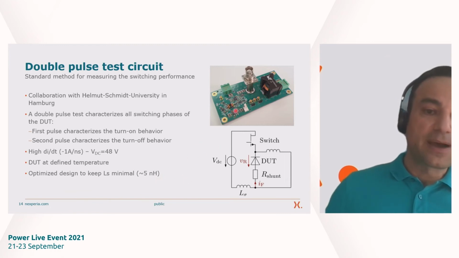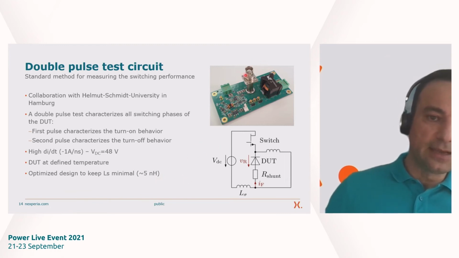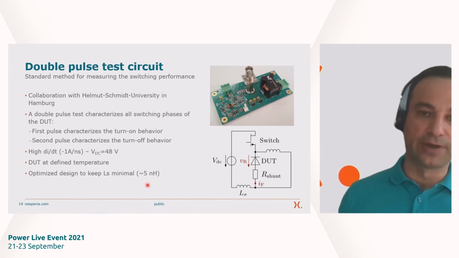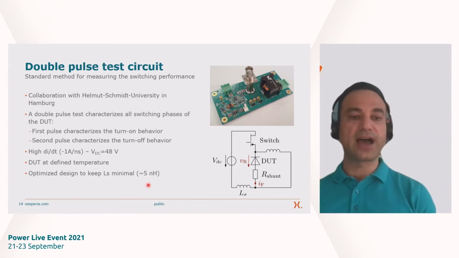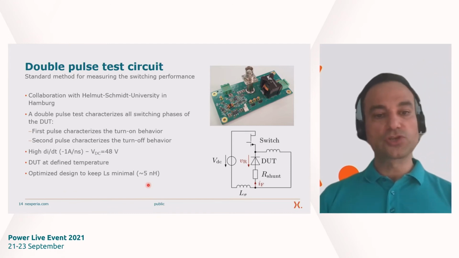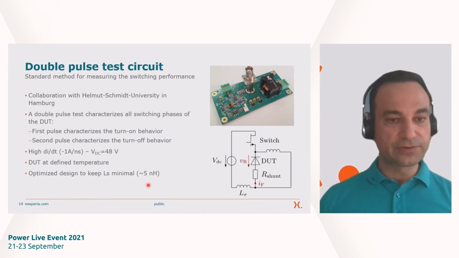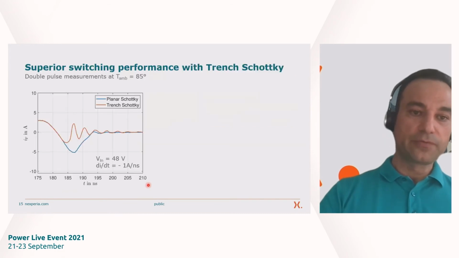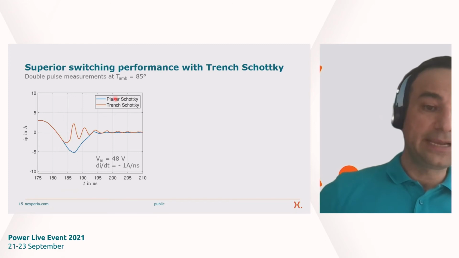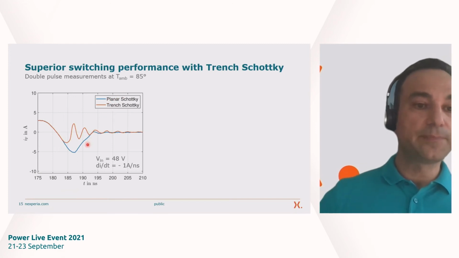And in spite of this shunt resistor on the board, you see that the overall stray inductance is at around 5 nanohenry. And this allows for a high di/dt. And we use this board to measure and characterize different diodes. And on the next slide, I would like to show you a comparison of a planar Schottky to a trench Schottky.